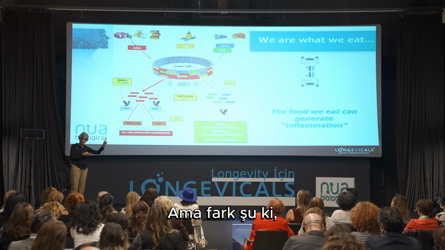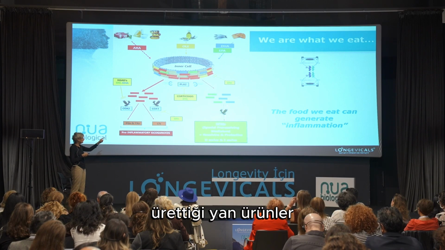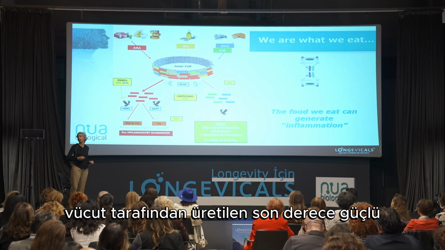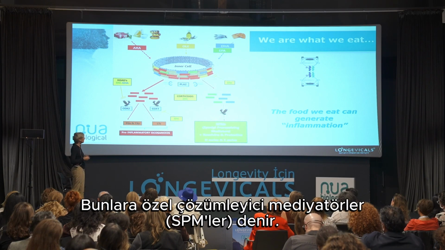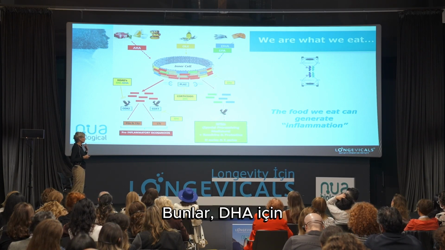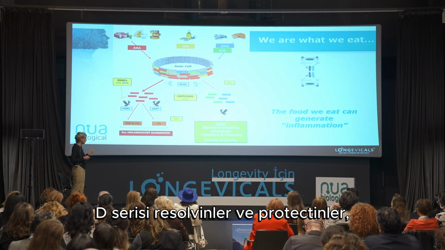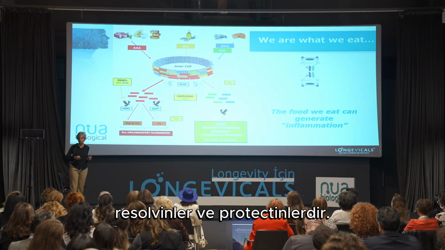But the difference is that the byproducts produced by the body when it metabolizes EPA and DHA are extremely powerful anti-inflammatory substances, which your own body produces, called specialized pro-resolving mediators: resolvins and protectins from the D series in the case of DHA, and resolvins from the E series in the case of EPA.